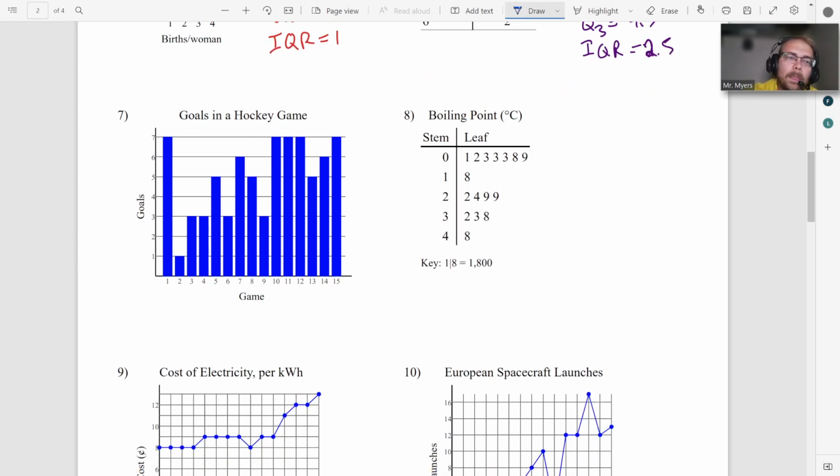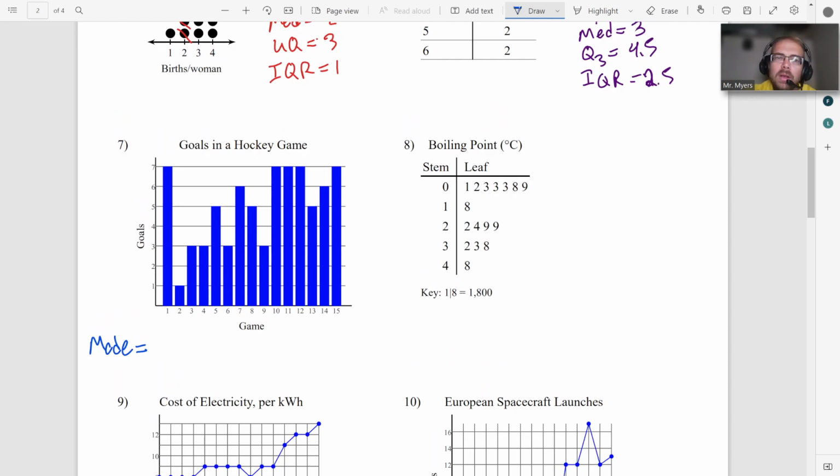So, for the mode, we're going to have several modes, actually. Well, the goals is the number of goals in a game. So, the goals is like the frequency. And then the games is like the actual numbers, right? So, in game one, how many goals? You got 7 goals in game one.